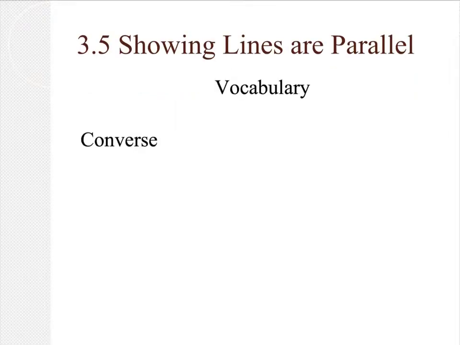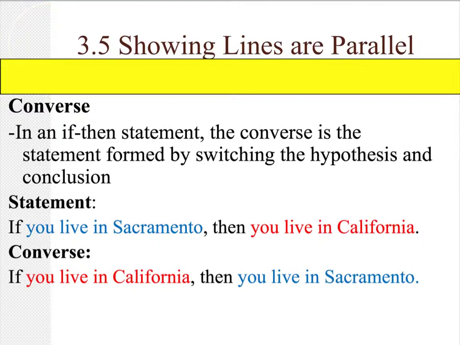The very first thing I write down is going to be converse. What a converse is in an if-then statement: the converse is the statement formed by switching the hypothesis and the conclusion. So if you look at the statement down below, it says if you live in Sacramento, then you live in California. The converse to that is if you live in California, then you live in San Francisco.